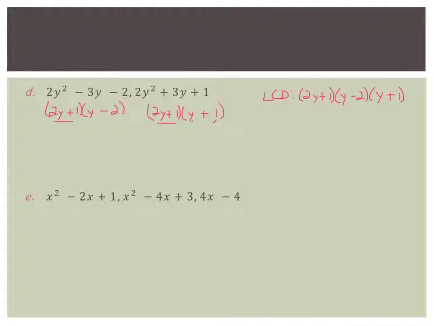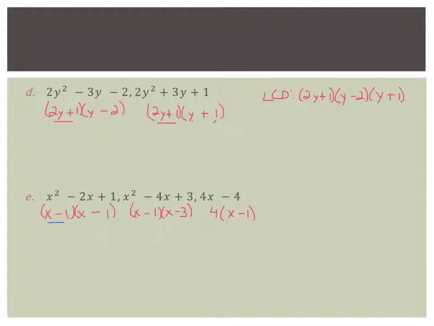Alright, so for E, it's the same thing. I have 3 different numbers, so this would be like having 3 fractions and having to find a common denominator. So I'm going to factor each one of those. So this is going to be x times x, 1 times 1, subtract them to get a negative 2, and then x times x, 1 times 3, subtract both of those to get a negative 4, and then 4x minus 4, take out a GCF of 4, and that's x minus 1.